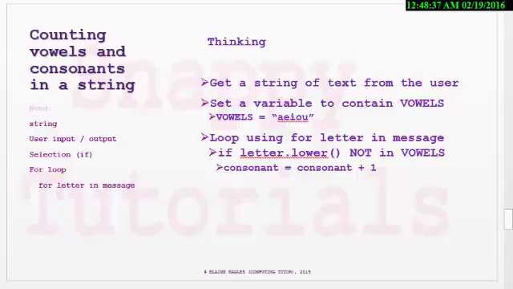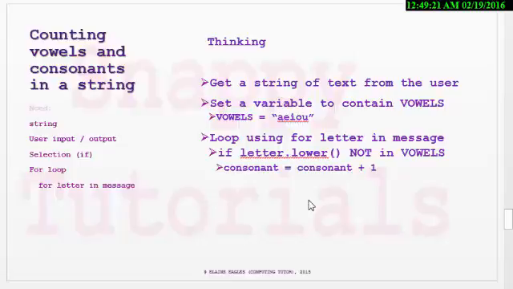Another example is counting vowels and consonants in a string. So this is why we're using a for loop to go through a string of letters. So I'm going to give you a demonstration of using a for loop in a different way. So what we're going to do is get the user to enter a string of text. I'm going to set a variable to contain the vowels. I'm going to loop through the message, the string that the user entered, turn each letter to lowercase, just check whether it's a vowel or not, and then add one to a counter. I'm going to print appropriate messages on the screen as well.